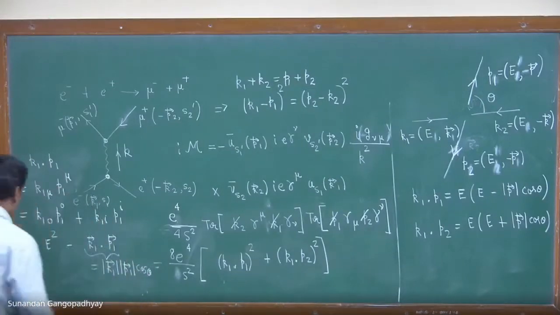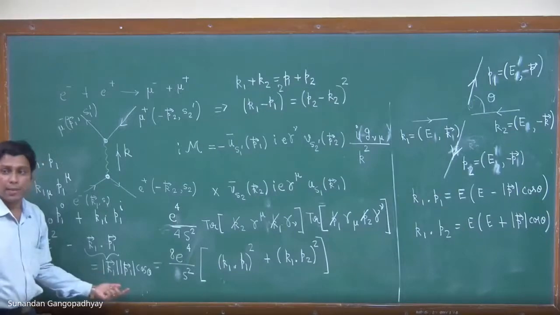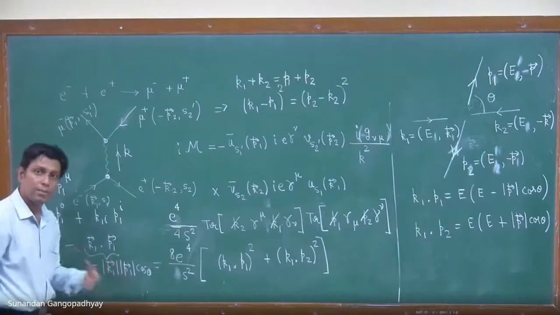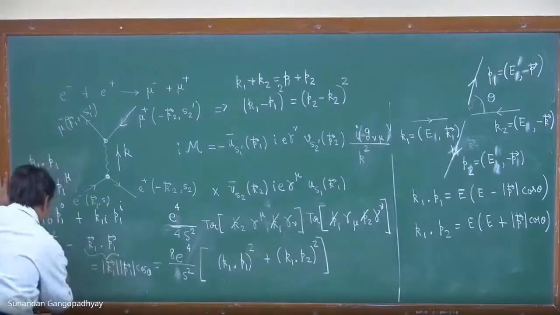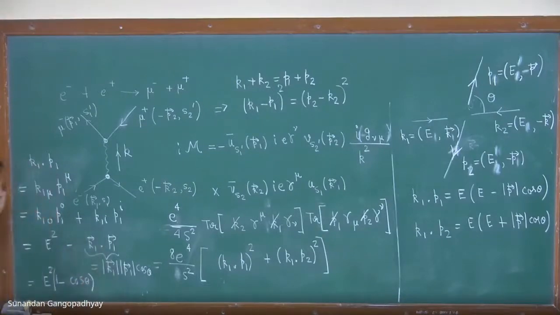So you have this to be equal to E square. Since the rest masses are 0 for both the particles, therefore K1 vector modulus is basically the energy of the particle. So this gives you E square cos theta. So I can take E square common. So this becomes E square (1 minus cos theta). This is correct.